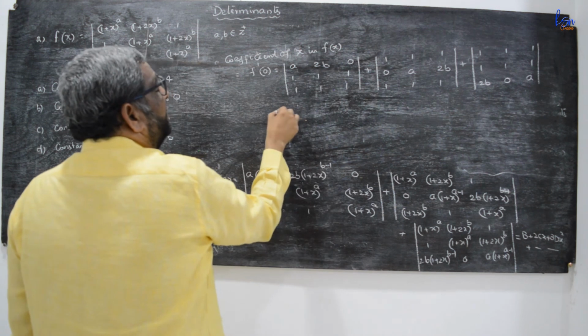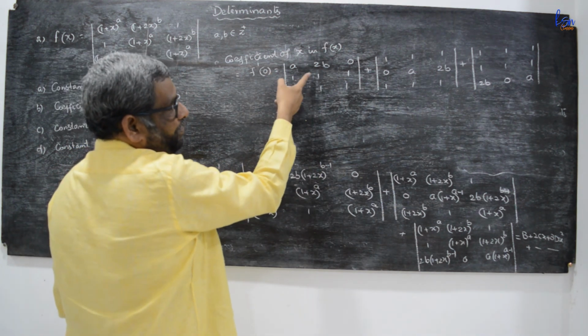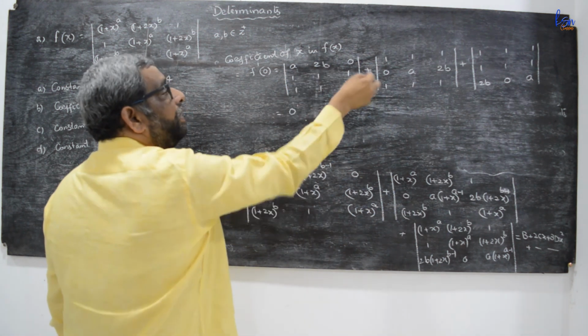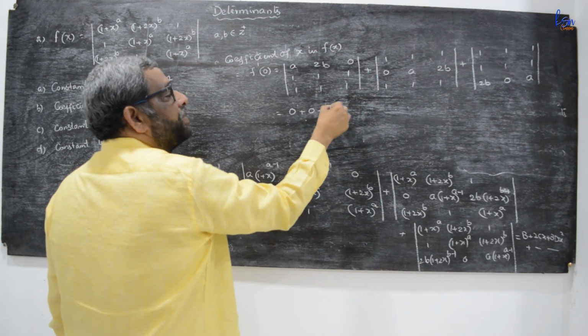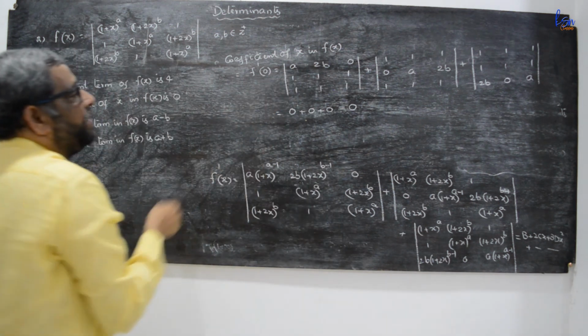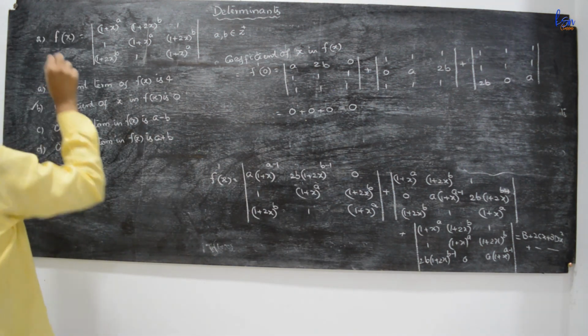Now here the two rows being identical, the elements of these two rows being same, the value of this determinant is 0. In the similar way, the other two determinants are also equal to 0. Therefore, this is 0. Therefore, the coefficient of x in f(x) is 0. So the second option is the answer.